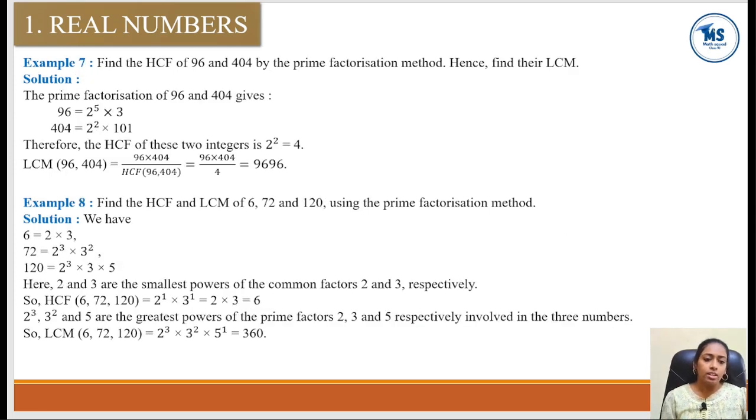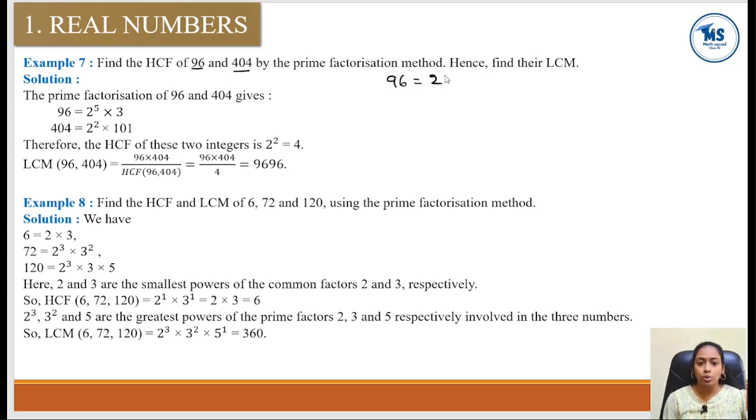Example 7. Find the HCF of the numbers 96 and 404 by prime factorization method, and hence find their LCM. Hence find their LCM means you need to use whatever you have found till here, use all that information and find the LCM, but not using prime factorization. Okay, first we'll see the prime factorization of 96.